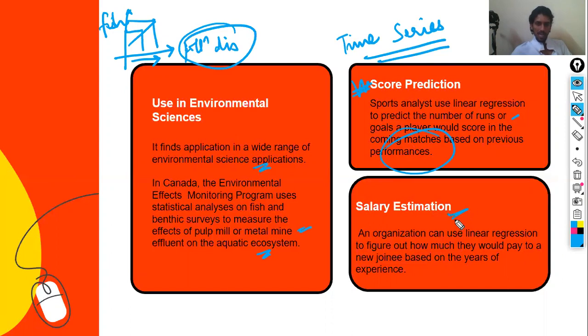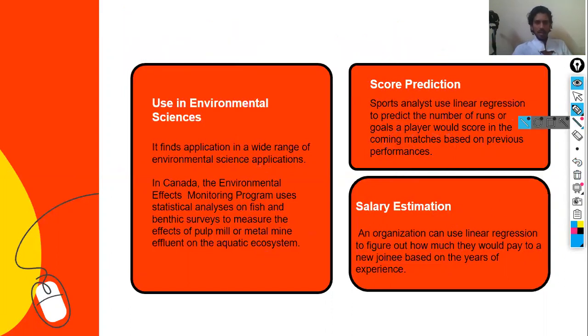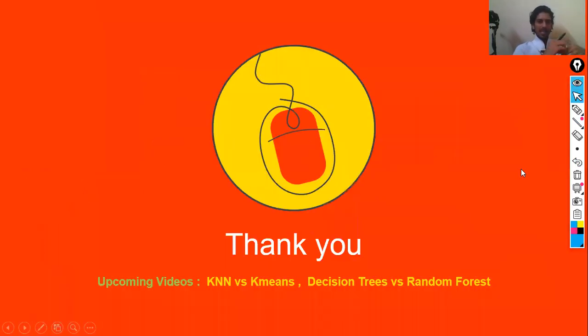All right. The next one is salary estimation. An organization can use linear regression to figure out how much they would pay a new joinee based on the years of experience, because based on the experience, his salary would increase. So that is how the relationship is described, or the relationship is understood. So guys, these are some case studies that I have for you.